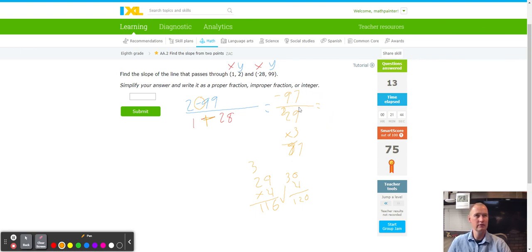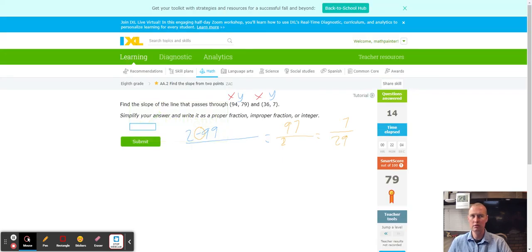So final answer here is we're going to leave it as negative 97 over positive 29. Cannot be simplified. Cannot be done. So here we go. Negative 97 over 29. Again, please be right. That was a lot of work to get it wrong. Whew. Okay, one more.